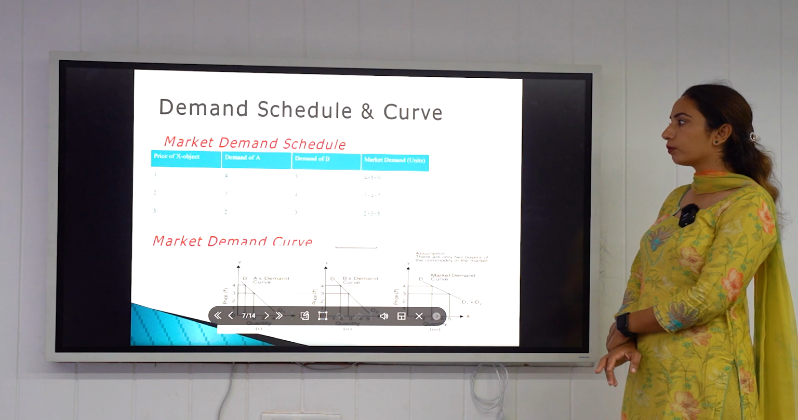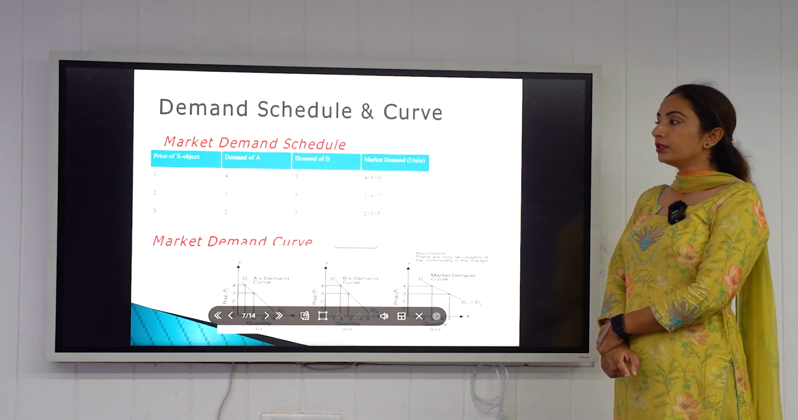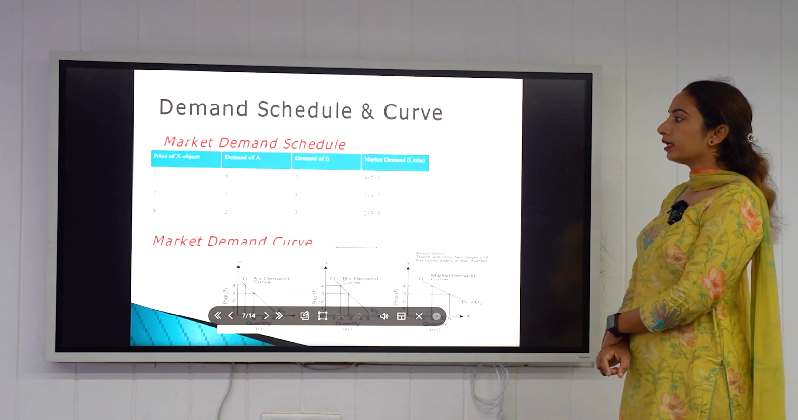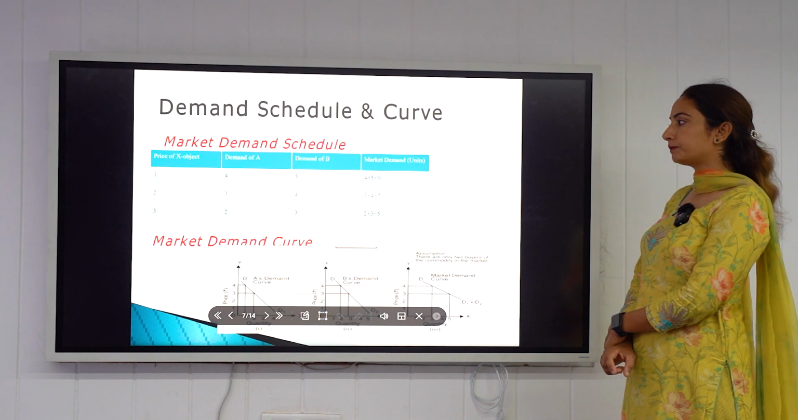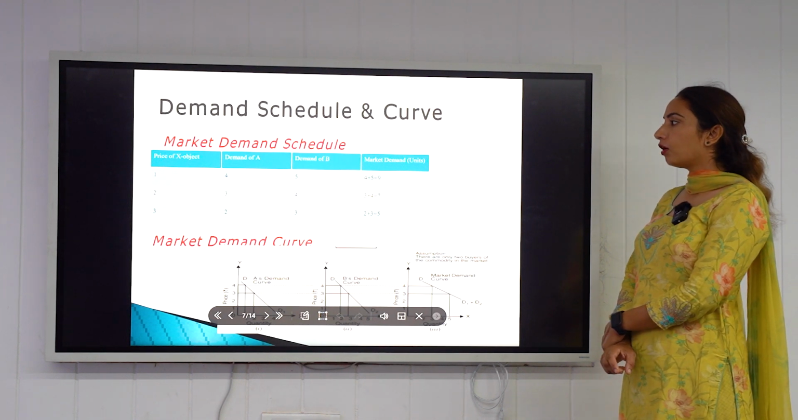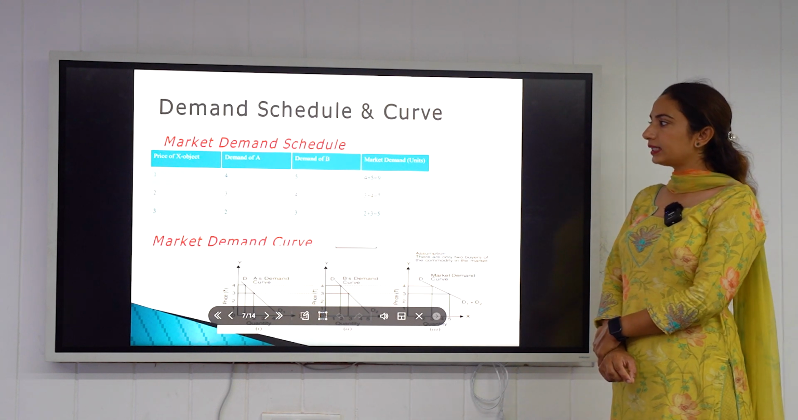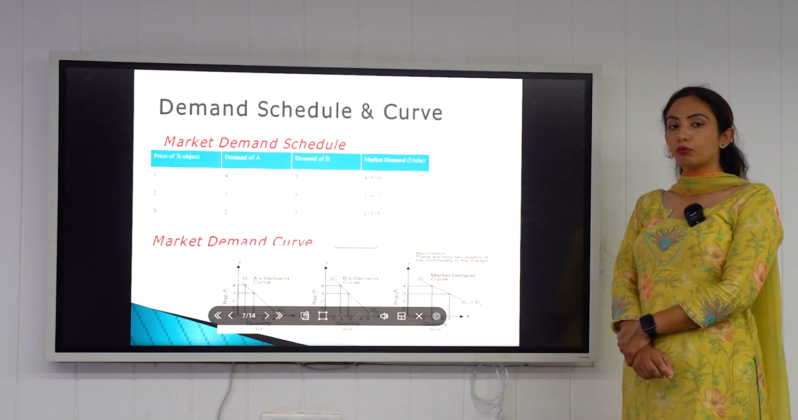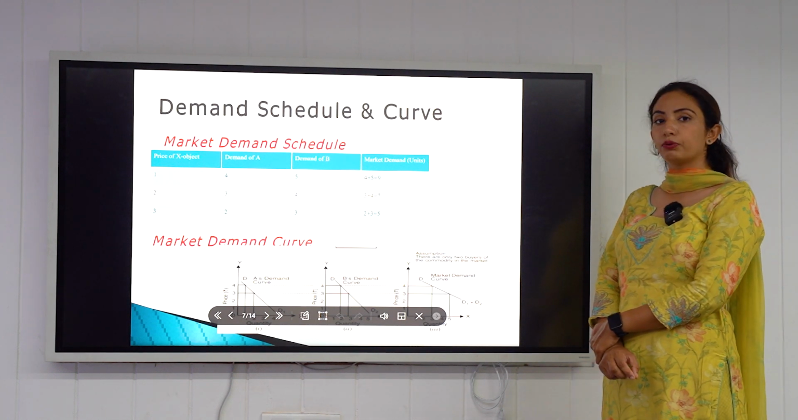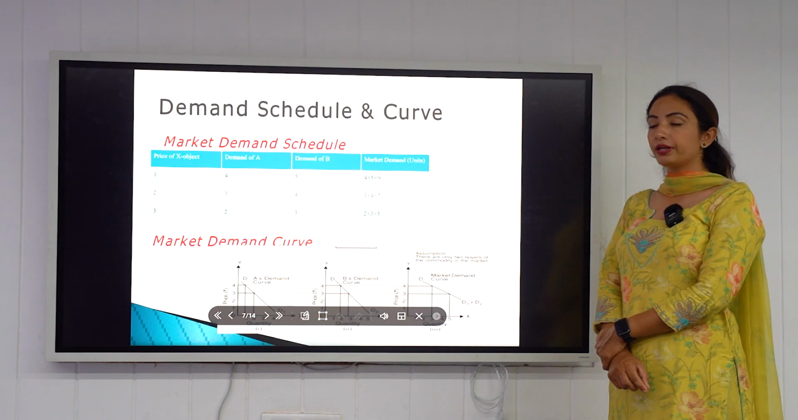So we are assuming that there are two consumers in the market, A and B. At price 1, A is demanding 4 units and B is demanding 5 units. So the summation, or market demand, would be 9. Same concept: in case prices are going up, market demand comes down. Like prices 1, 2, 3 are going up, and market demand is coming down: 9, 7, 5.